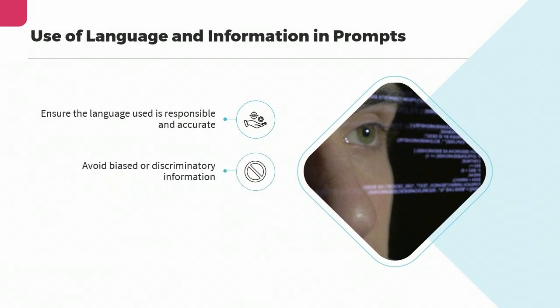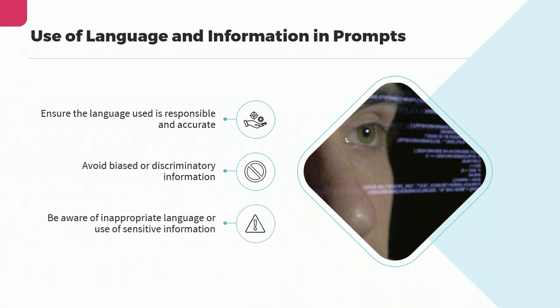Prompts should never contain biased or discriminatory information. Instead, use inclusive language that avoids perpetuating stereotypes, prejudices, or any particular viewpoint or agenda. Ensure your sources are trustworthy and that the information in your prompts is factually accurate and supported by evidence. Finally, be aware of inappropriate language or the use of sensitive information in prompts to avoid potential legal, reputational, or societal consequences.